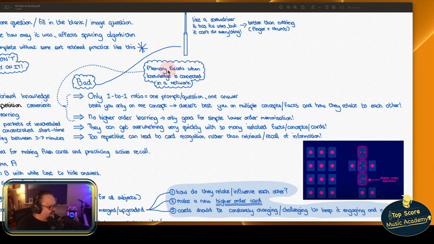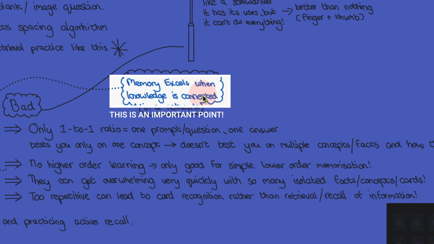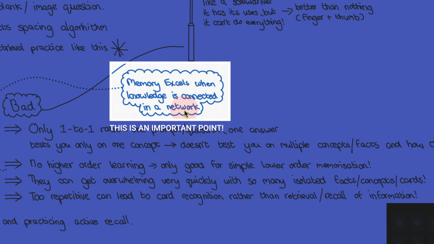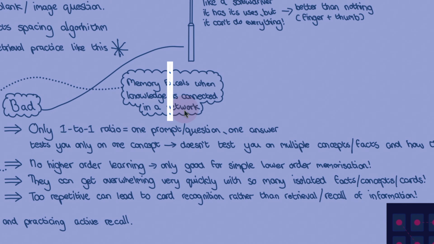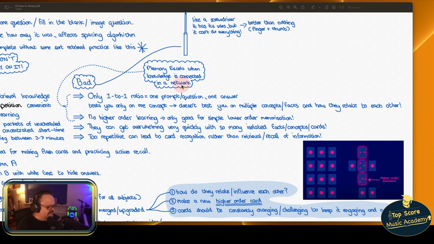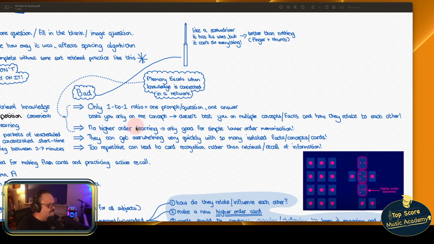So memory excels when knowledge is connected in a network. We've said that, I think, over 2 videos now. This is the 3rd video, where you never should have information that's isolated. That's the sort of thing that we're talking about here in the first 2 points on the bad section here.